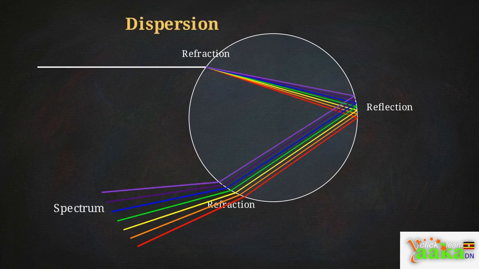Notice how the spectrum always stays in the exact same order: red, orange, yellow, green, blue, indigo, and violet. Red light has the longest wavelength, so it is bent the least. Violet light has the shortest wavelength, forcing it to bend the most.